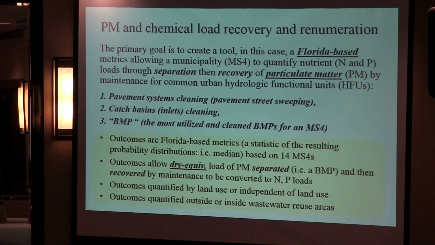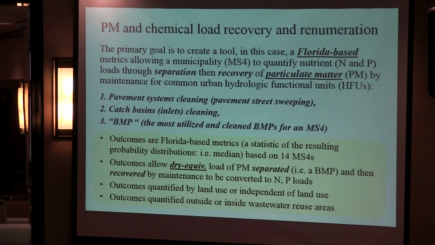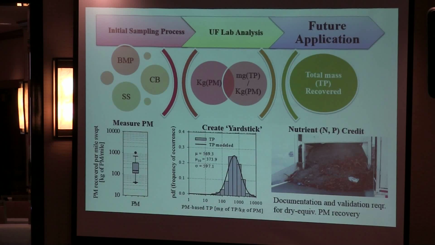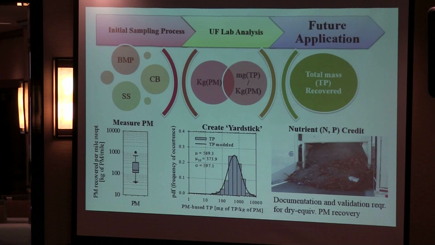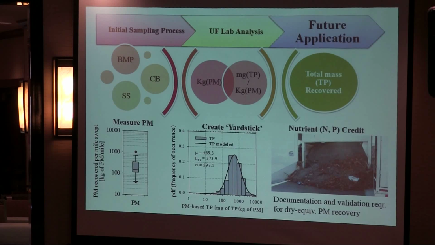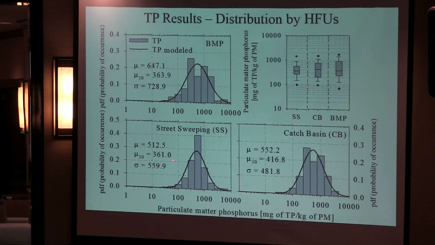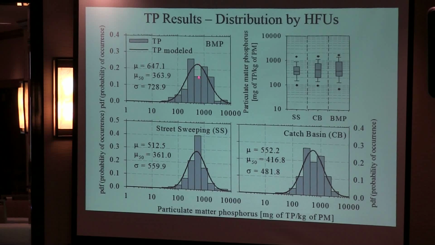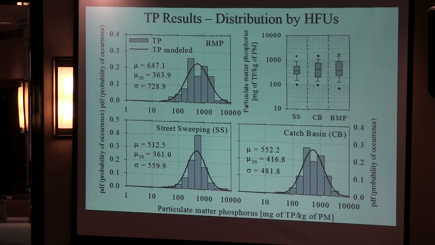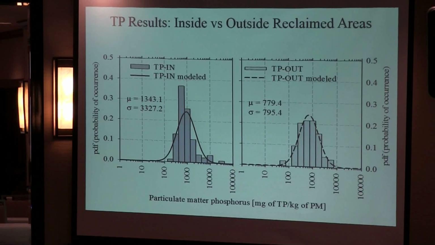So, to look at maintenance, we looked at maintenance practices across Florida. We looked at pavement cleaning systems, catch basins, and these things called best management practices. And the state asked us to create yardsticks and probability distributions to look at the mass of phosphorus and the mass of nitrogen per mass of particulate matter recovered, because they are giving the municipalities now credit for the median of these probability distributions as long as they document the recovery.